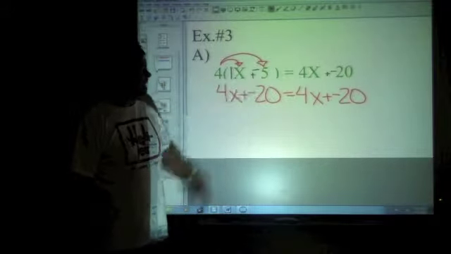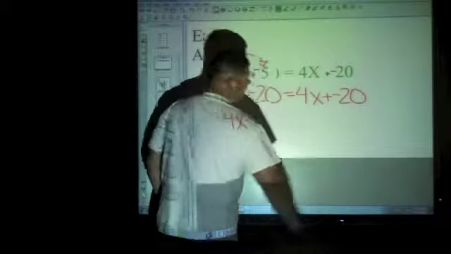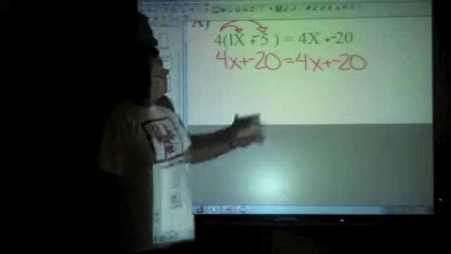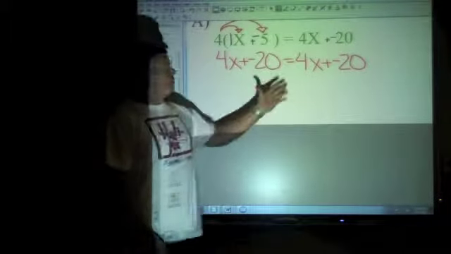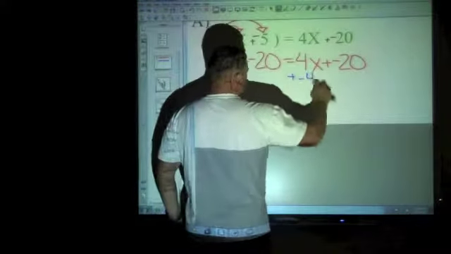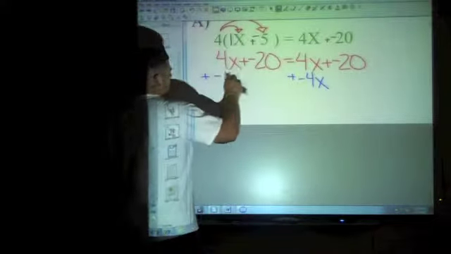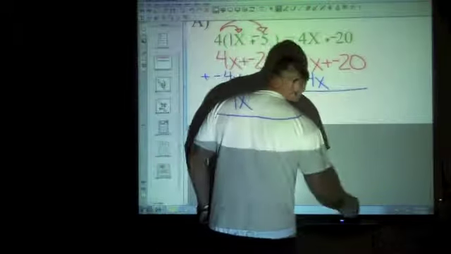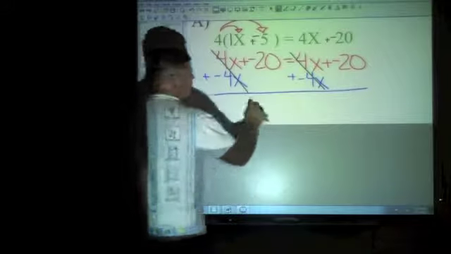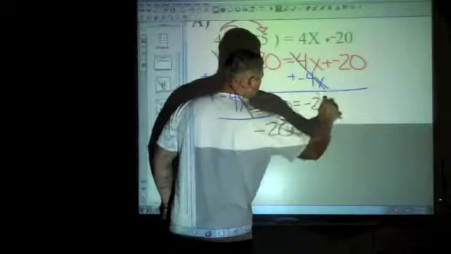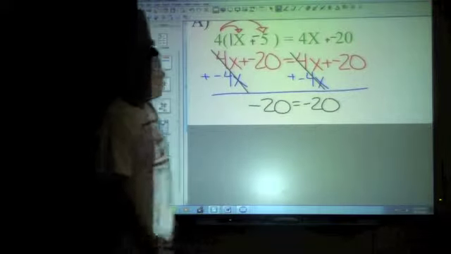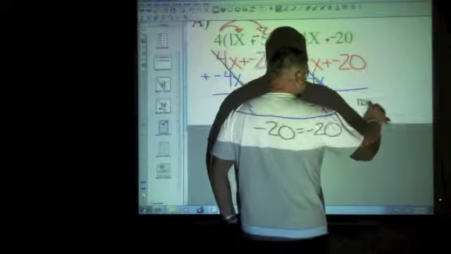This is an identity problem, but maybe I don't see it just yet, and I'm still going to play the shuffling game. If I'm going to play the shuffling game, I've got to make a decision. I'm going to move all the x's to the left. In order to move the x's to the left, I've got to get rid of a positive 4x, which means I need to add negative 4x to both sides. Now that I've added negative 4x to both sides, these cancel out, and those cancel out, and I get negative 20 equals negative 20. Those two numbers are identical to each other. That means that this is an identity answer.